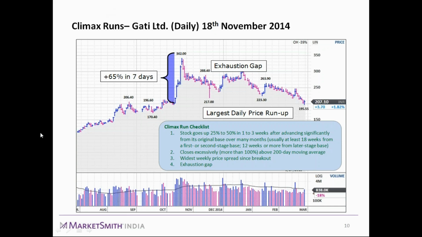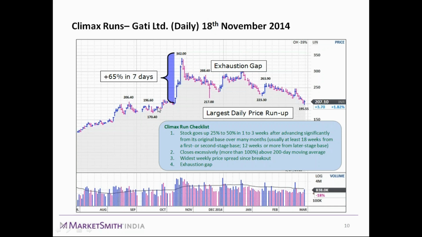Exhaustion gap is something that you see in this chart. The stock has been going up for many days, and then you see again these very big price movements in a single day. Again, you can see the difference between the low and the high is very high, and it makes a big price run in a span of a few days. So 65% in 7 days. And if you notice, these are the biggest differences between the high and low that you can see in this entire chart. So these are all signs that indicate that it is a climax run.